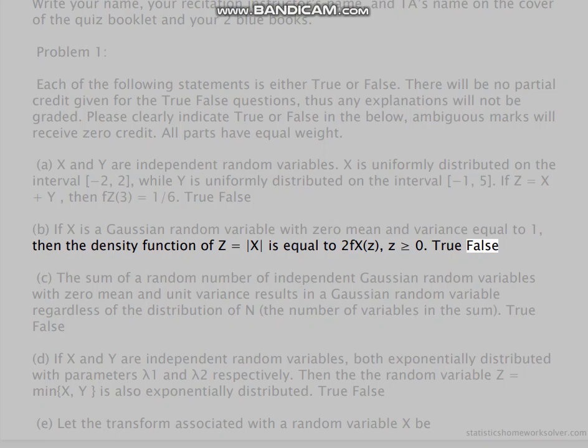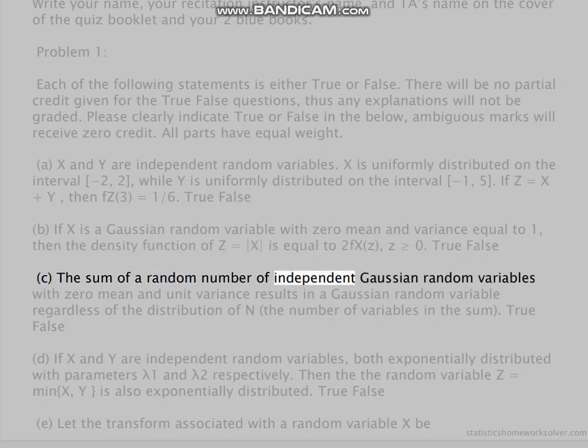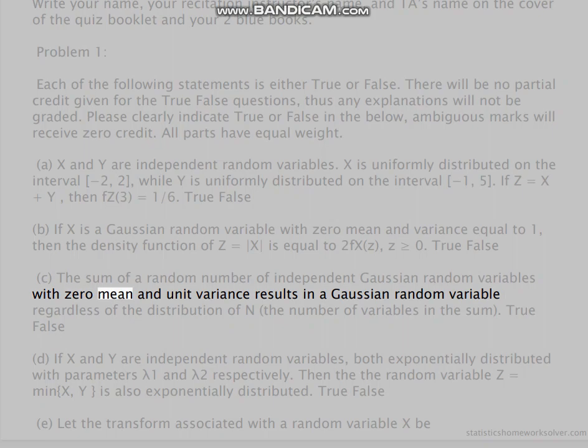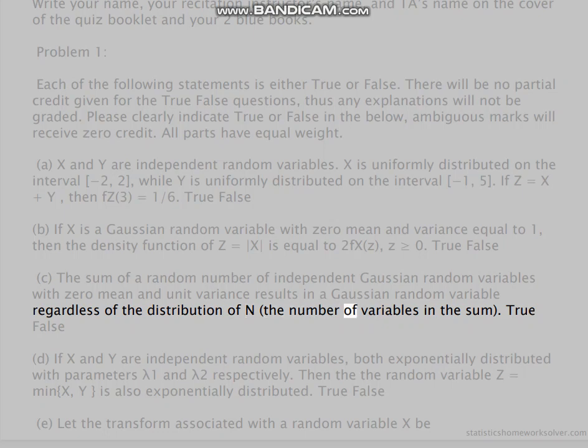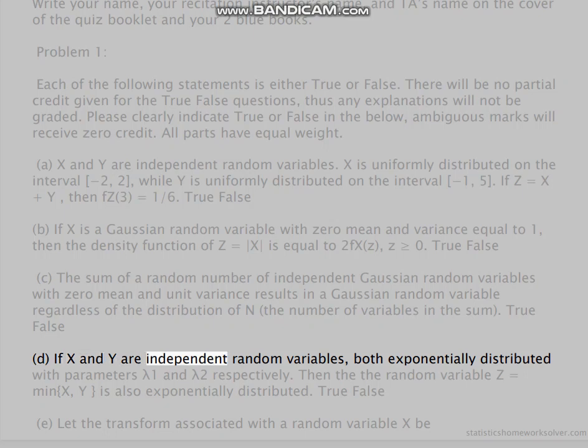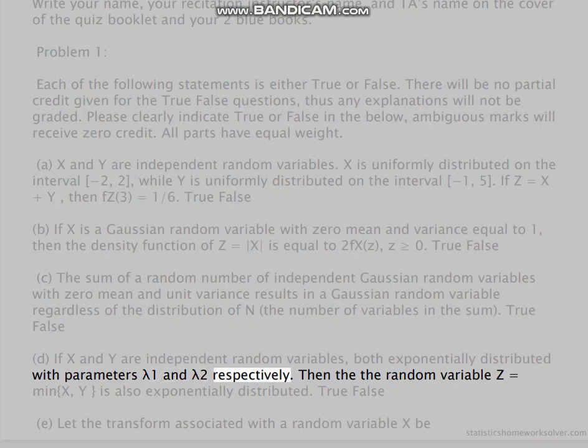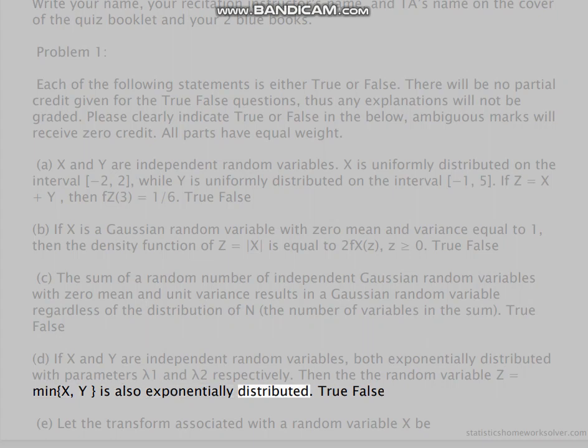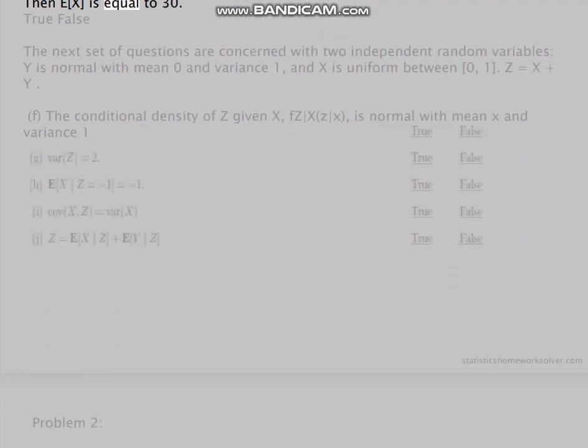True, false. C. The sum of a random number of independent Gaussian random variables with 0 mean and unit variance results in a Gaussian random variable regardless of the distribution of N, the number of variables in the sum. True, false. D. If X and Y are independent random variables, both exponentially distributed with parameters λ1 and λ2 respectively, then the random variable Z equals min(X, Y) is also exponentially distributed. True, false. E. Let the transform associated with a random variable X be given. Then E[X] is equal to 30.